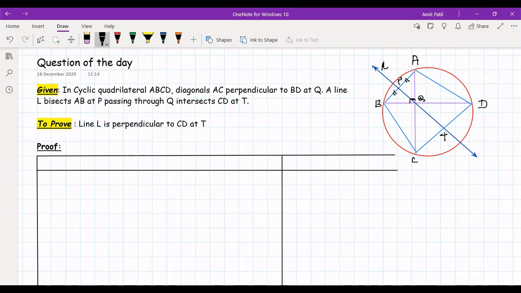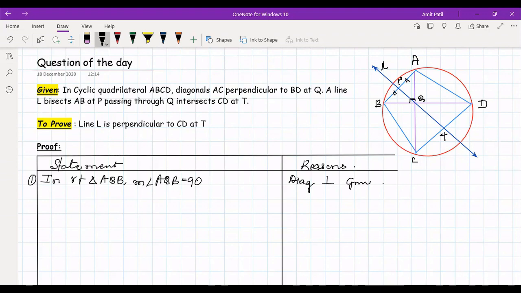In the above sum, some properties have to be taken from standard 9. So please concentrate on triangle AQB. In triangle AQB, let us first make two columns: statement and reason. My first point: in right triangle AQB, measure of angle AQB is 90. Can I tell? Because the diagonals are perpendicular, given. So it's a right triangle.